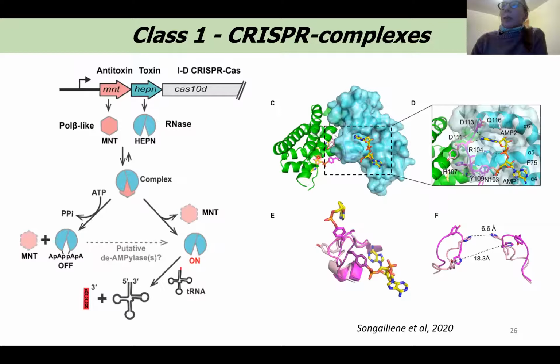And what we showed in the paper is that this modification interrupts between two helices and changes the conformation of the active site loop, and this loop gets turned off, in an inactive conformation.